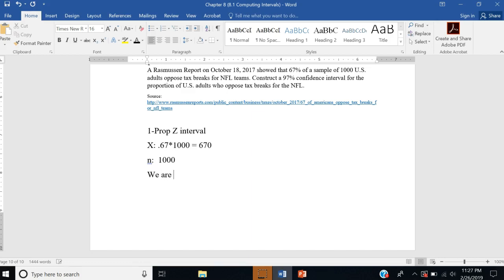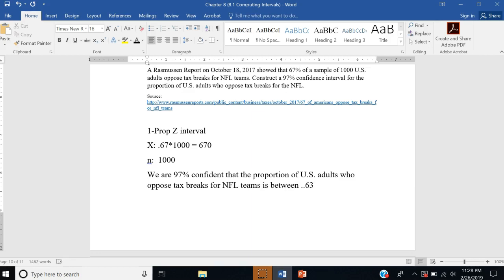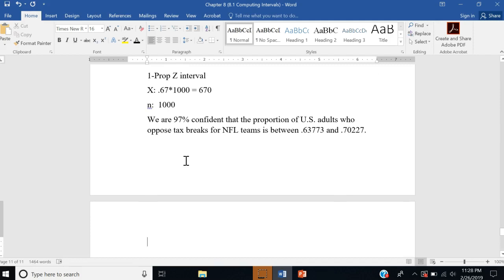And the way we would interpret this, we'd say we are 97% confident that the proportion of U.S. adults who oppose tax breaks for NFL teams is between, and I got 0.63773 and 0.70227. So there we go. The proportion of U.S. adults who oppose tax breaks for NFL teams is somewhere between about 63.77% and about 70.23%.